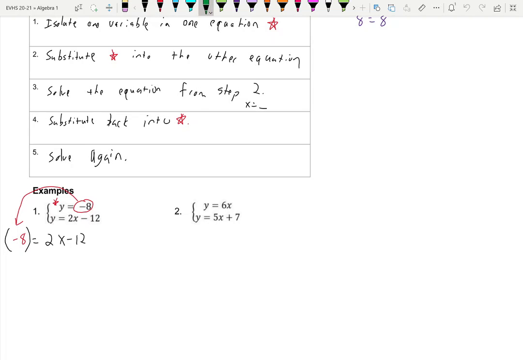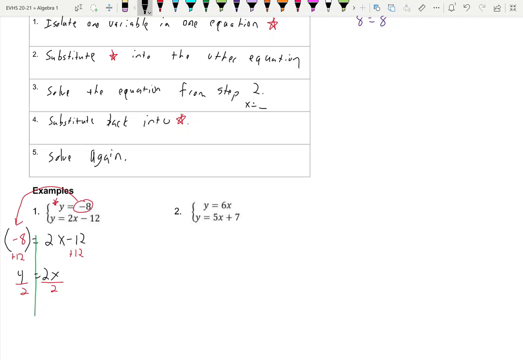Okay, step 3, solve this equation. So let's go ahead and solve that. Let's see, my first solving step is going to be, I want to get x by itself. So I'm going to add 12 to both sides. So that gives me -8 plus 12 is 4 equals 2x. My next thing is going to be divide by 2.